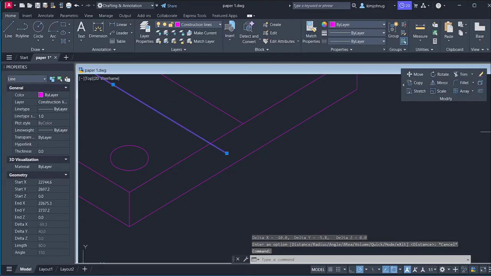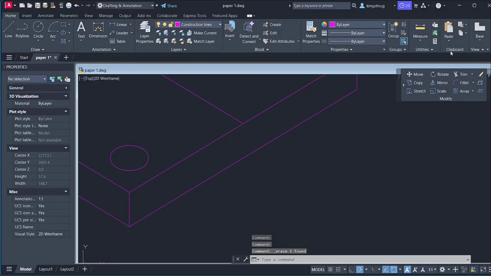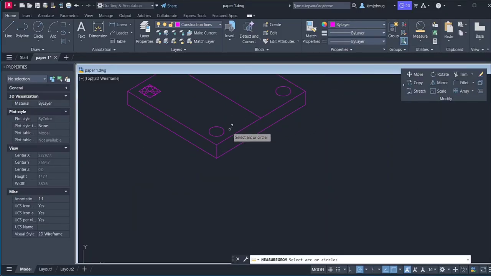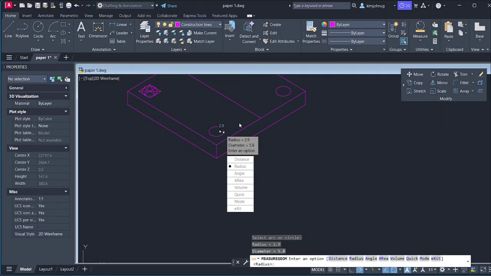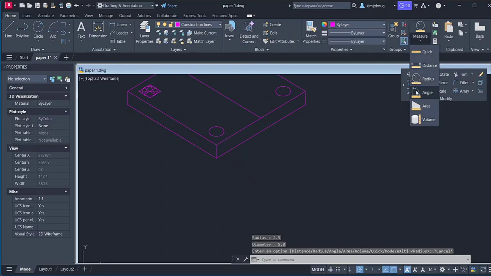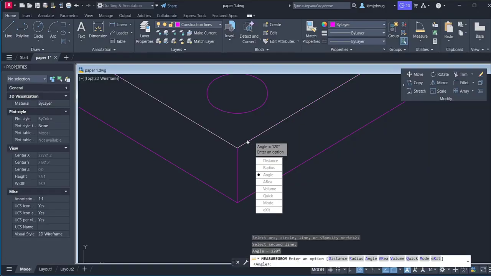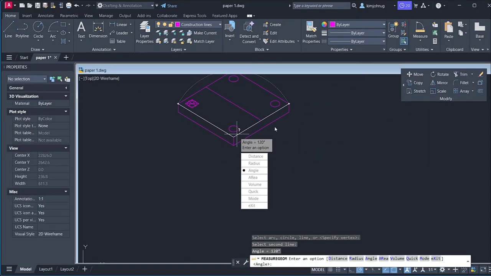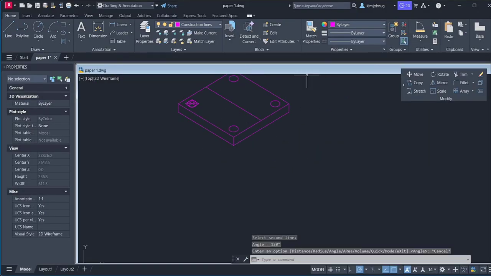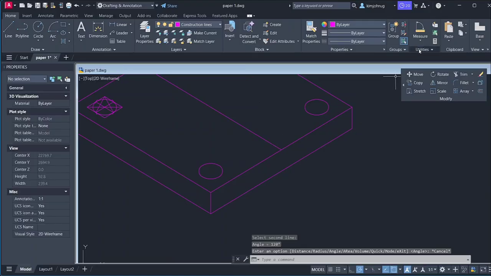For example, if I want to measure distance, I think the distance is not 10. I'm going to delete this. But it also measures angles. It measures radius. For example, it's telling me the radius of this arc is 2.9. It also measures angles. If I want to measure the angle between this and this, it's telling me the angle is 120. So this is the measure tool.